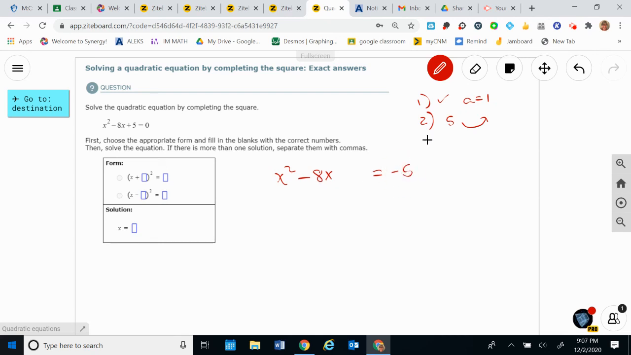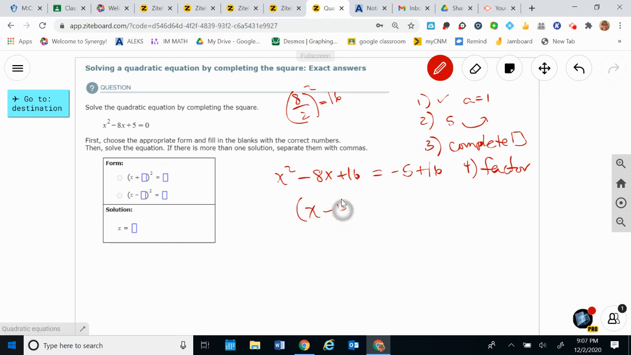Then we're going to complete the square. Step 3, complete the square. So 8, do it over here, somewhere on the side. 8 divided by 2 squared is, 8 divided by 2 is 4, 4 squared is 16. So we're going to add 16 to both sides. Then you factor it, and you get x minus 4 squared.